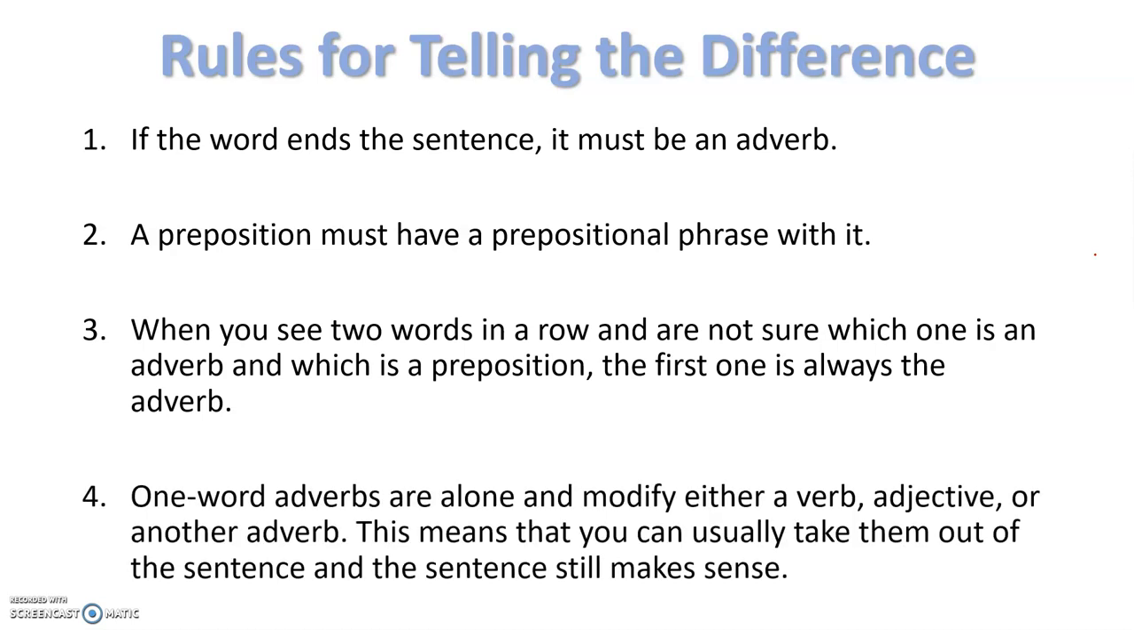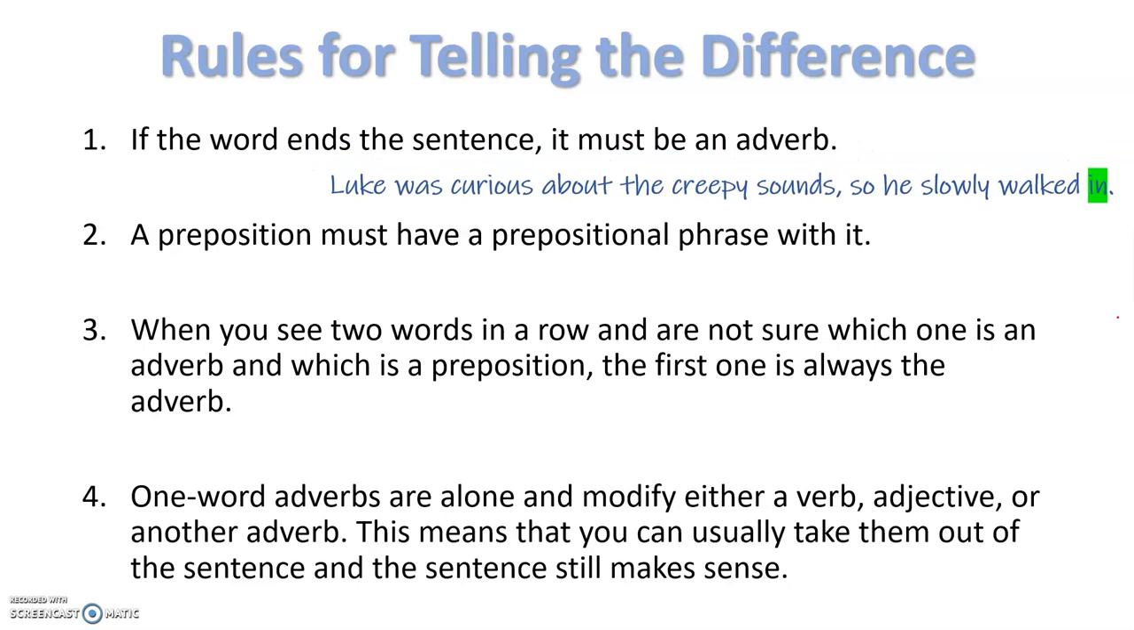In rule number 4, one-word adverbs are alone and modify either a verb, adjective, or another adverb. This means that you can usually take them out of the sentence and the sentence still makes sense. There are some cases where it might sound a little weird without the adverb, but it's still going to be grammatically correct. Now let's look at the examples.